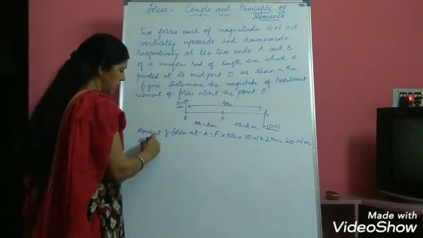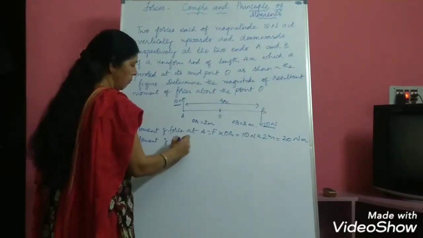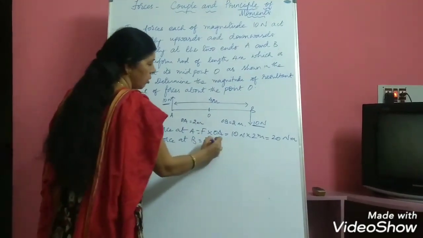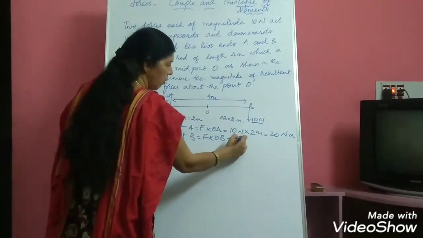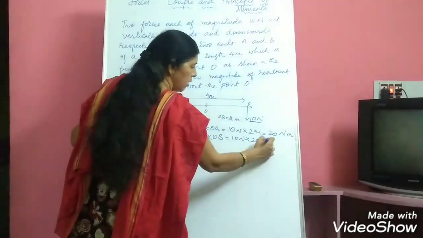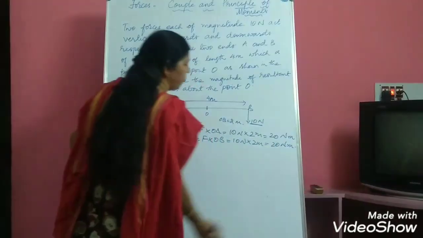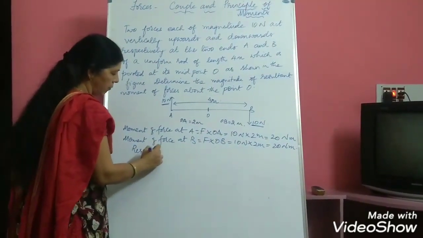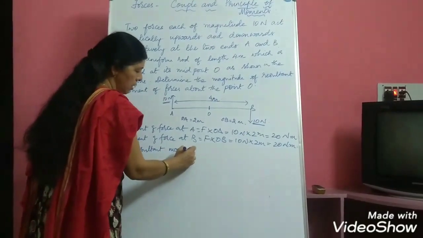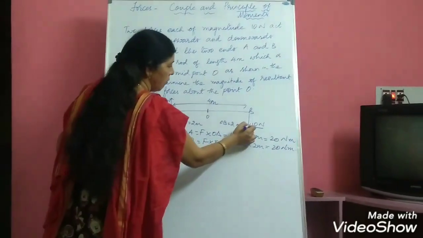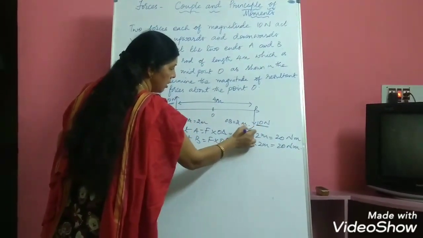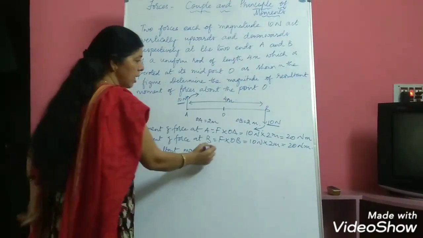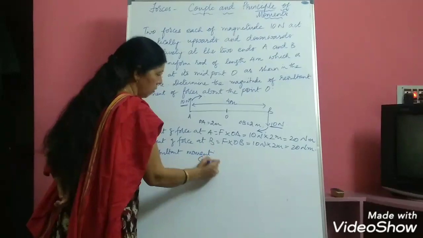Now, likewise, moment of force at B will be equal to F into OB. This will be equal to again 10 Newton into 2 meter. This will be 20 Newton meter. Now, if you want to calculate the resultant moment, see, this force will produce clockwise moment. This force also will produce clockwise moment. So, the resultant moment will be in clockwise direction only.